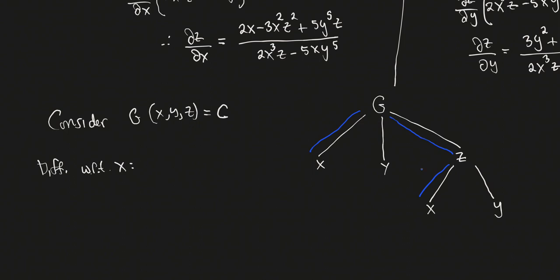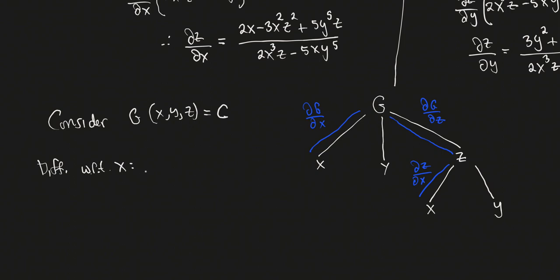So let's go ahead and label these with the partial derivative. So this one is dg dx. So that's one direct path, but then we have this other one where it's dg dz, and then this is dz dx. Right? So if I differentiate the left-hand side with respect to x, this is what I'll get.